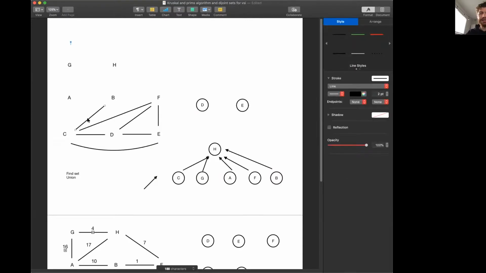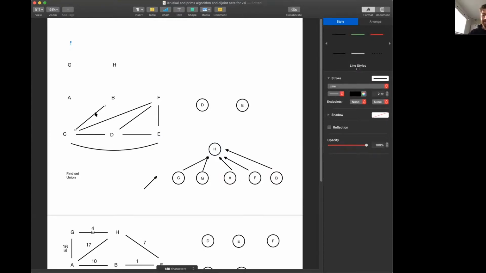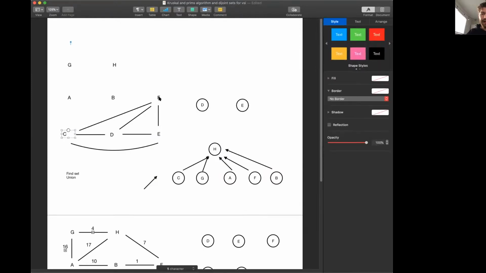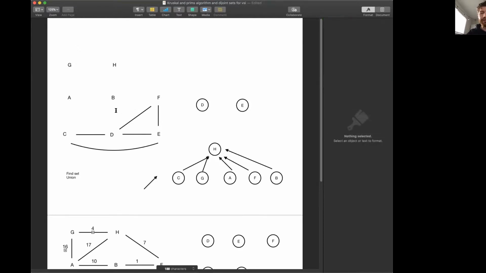Now I have this edge, CB. I call find set on C, it gives me H. I call find set on B, it gives me H. They're in the same disjoint set. Union will not do anything, so I'm not going to call union. I have CF. I call find set on C, and it gives me H. I call find set on F, it gives me H. They're in the same disjoint set. It doesn't make sense to call union on them.